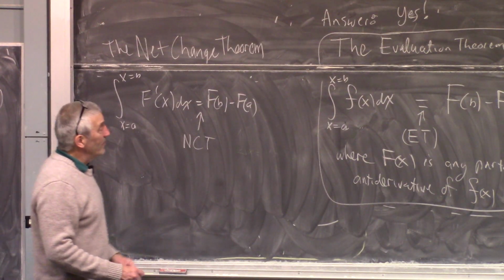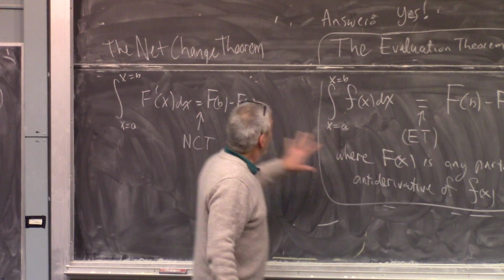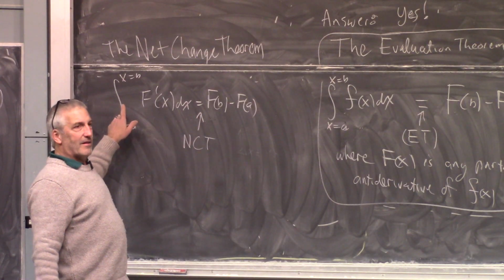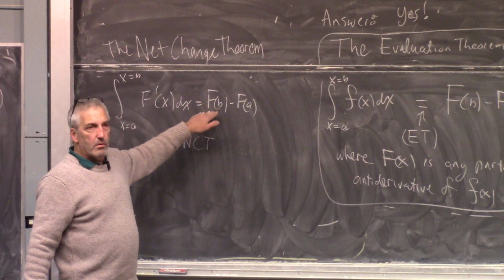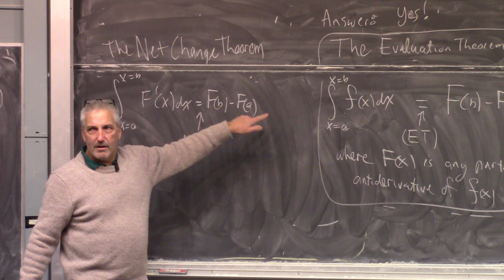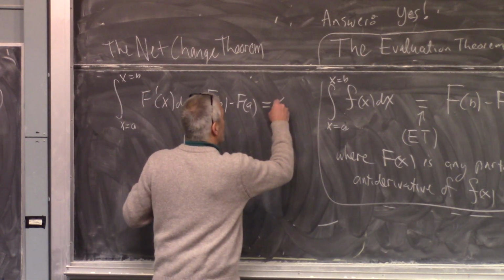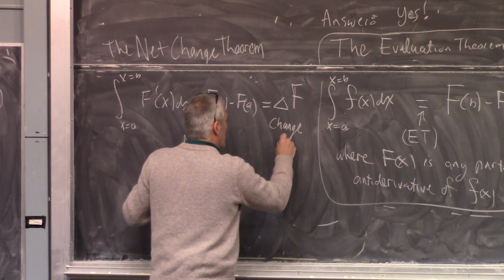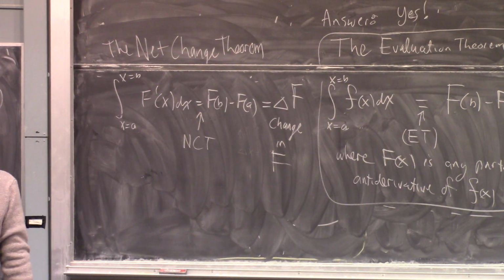So again, in the evaluation theorem, we're thinking about a function on the inside and its antiderivative on the outside. In this formulation, we're thinking about the thing on the outside as being a function and the thing on the inside as being its derivative. Now, why is this called the net change theorem? Well, when you compute capital F of b minus capital F of a, you're computing a change. You could denote this as delta capital F, the change in F. So you compute the change in capital F by integrating its derivative.